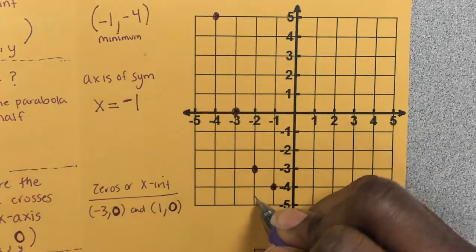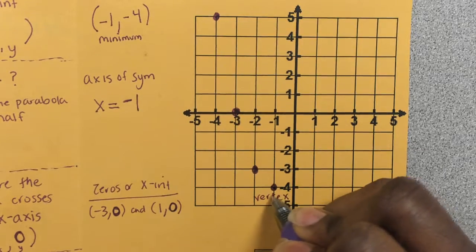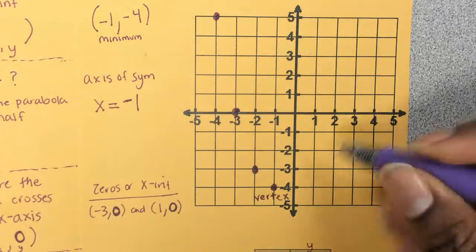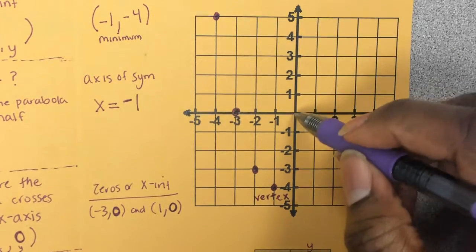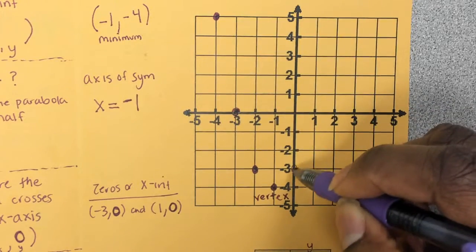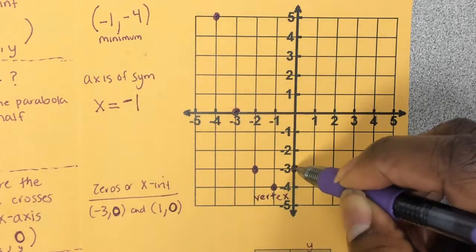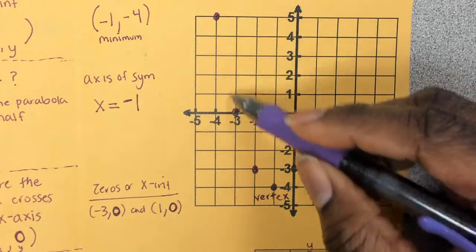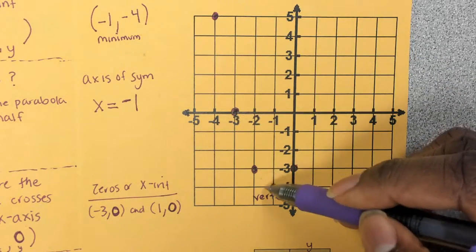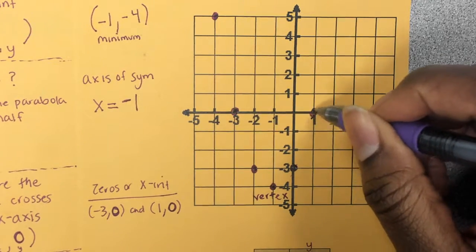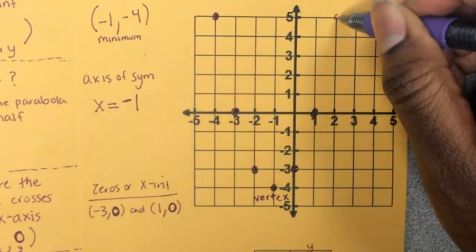Just write it. Vertex, right here. That's the vertex. And then 0 for the x means don't go anywhere. 0 but go down 3. Right there. Now it's going to start to curve. First it was decreasing. From here, now it's going to start increasing. There's my next one, 1, 0, then 2, 5.